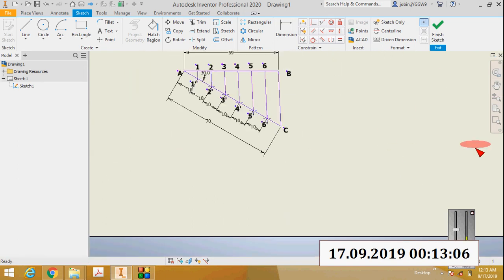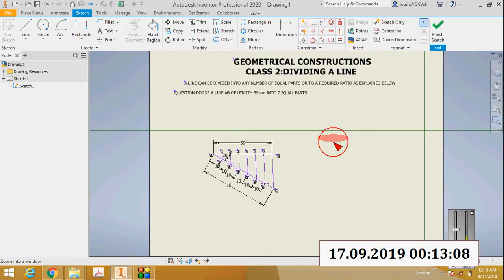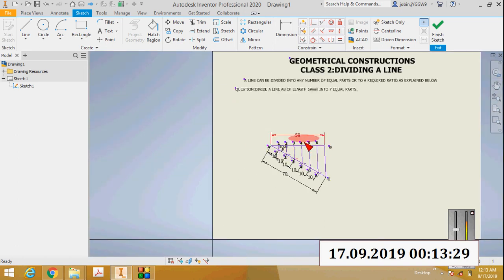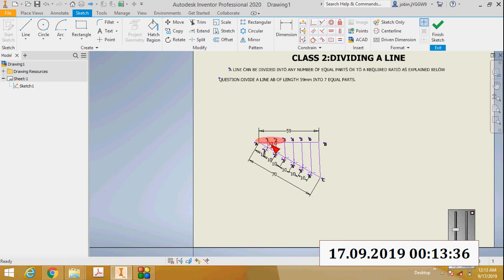So here you can see your line AB is a line of length 59 millimeter. You are dividing your 59 millimeter line into 7 equal parts: 1, 2, 3, 4, 5, 6, 7. In this way you can divide any line into n number of equal parts.